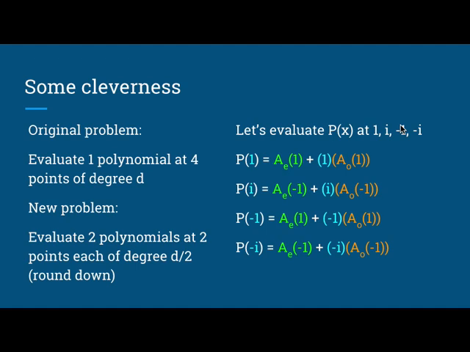Our original problem was that we wanted to evaluate one polynomial, P of x, of degree d, let's say, at 4 points. That was our goal. What have we done now? Now we want to evaluate two polynomials. Which two polynomials? AE and AO, at 2 points each. What are the 2 points? 1 and minus 1. That's it. We can keep reusing that. And each of these polynomials is of degree d over 2.